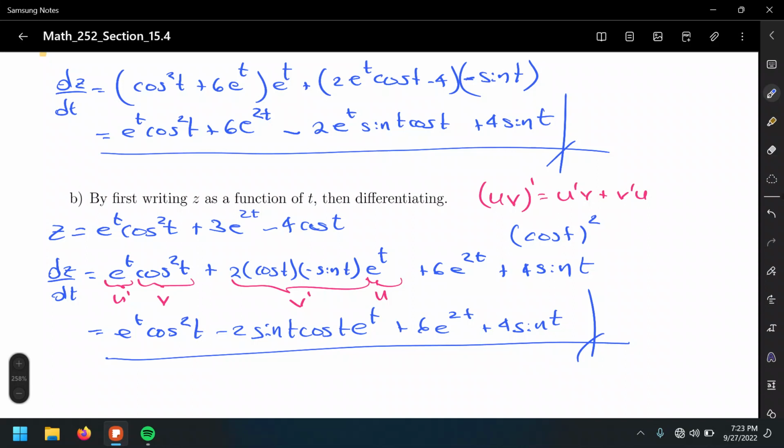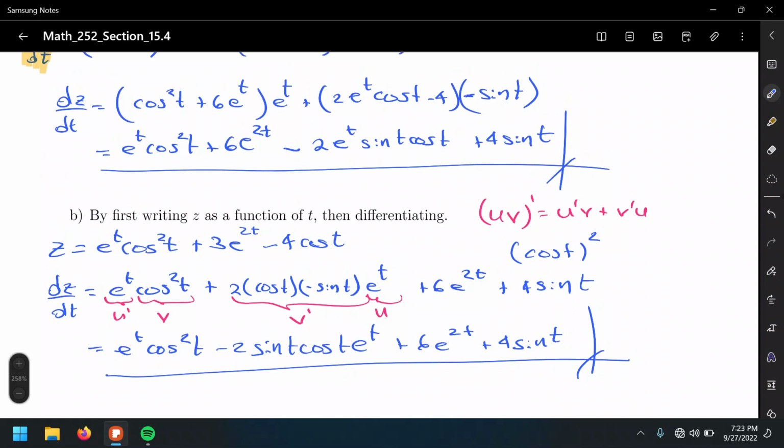Now, the question is, which one is better? Which one is easier?